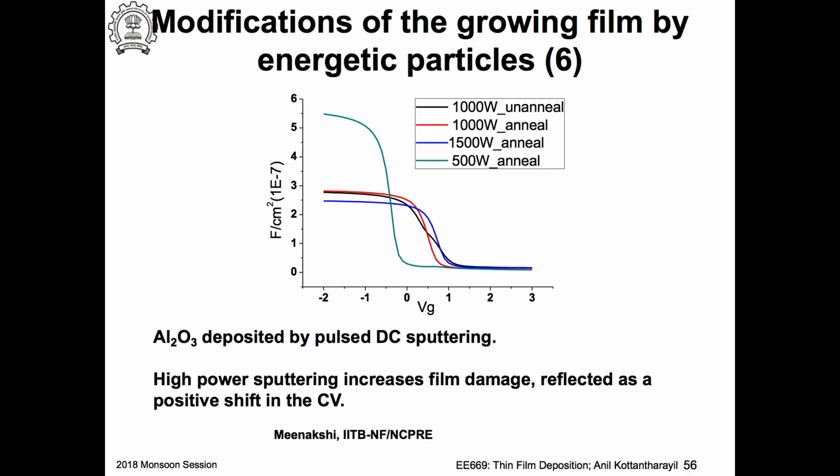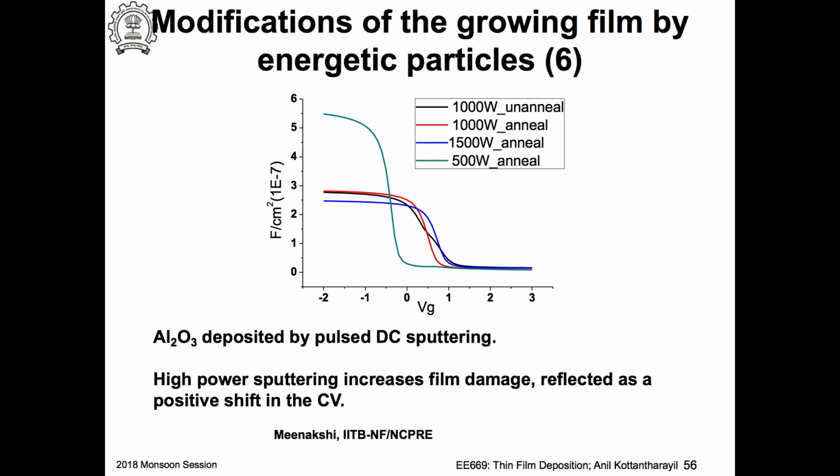But you also find something interesting between this red and the black. Between the 500 watts and 1000 watts, the first thing is that the CV has shifted to the right side. So, this means what? Interface traps are important, but in this case what is happening is you have a higher density of negative charges in the aluminum oxide.